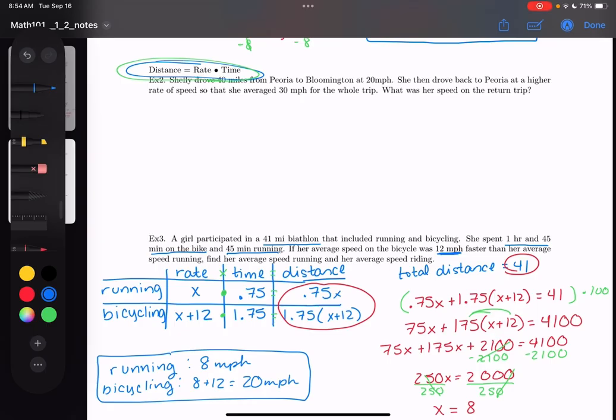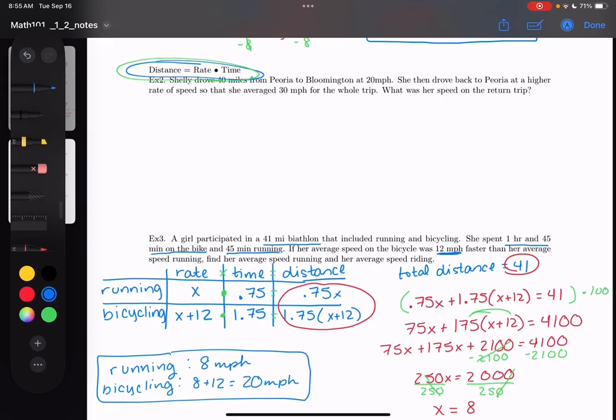So this one says Shelley drove 40 miles from Peoria, who knows if I'm saying that right, to Bloomington at 20 miles per hour. Then she drove back to Peoria at a higher rate of speed so that she averaged 30 miles per hour for the whole trip. What was her speed on the return trip?